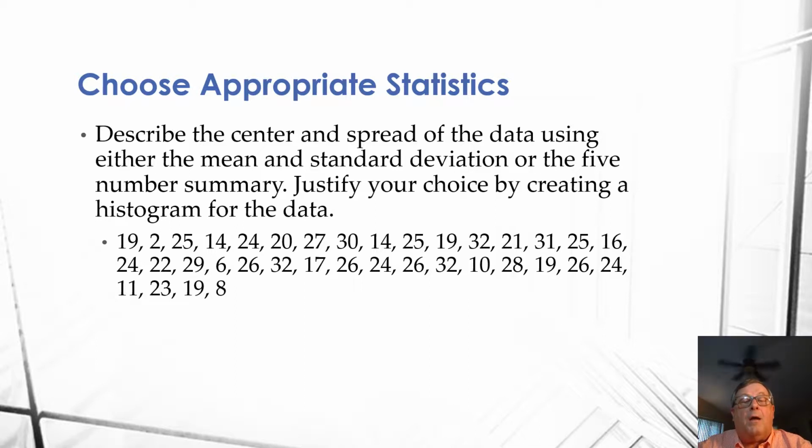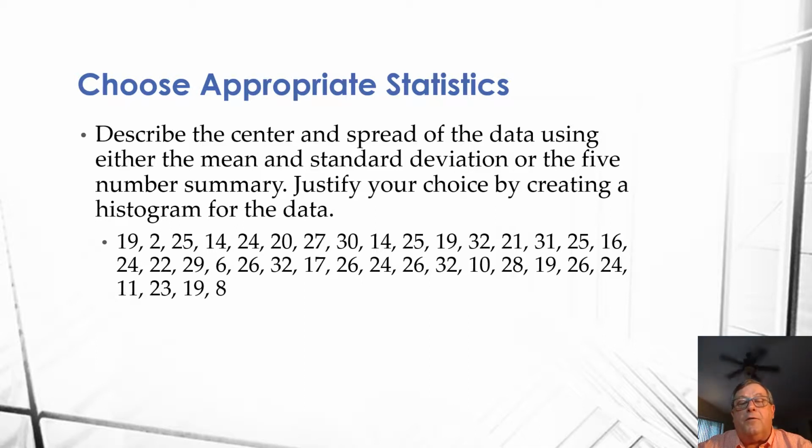Now, here we have a problem. It says describe the center and spread of the data using either the mean and the standard deviation or the 5-number summary. Justify your choice by creating a histogram. So we have this data here, and you see it starts with 19.2, and of course it ends with 19 and 8. There are 36 data points in this set of data.